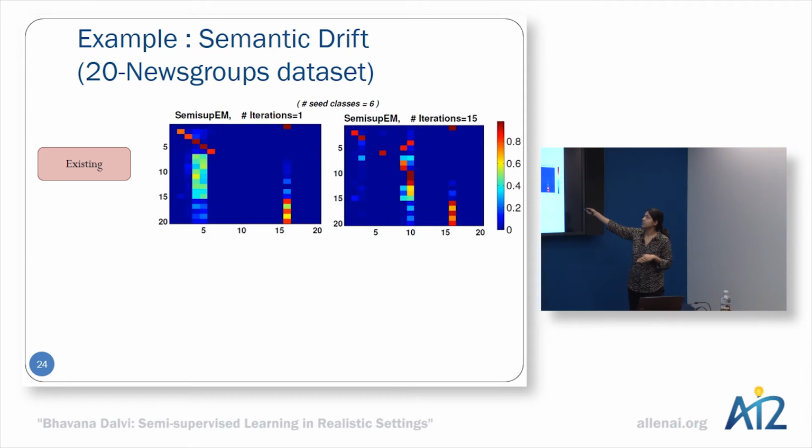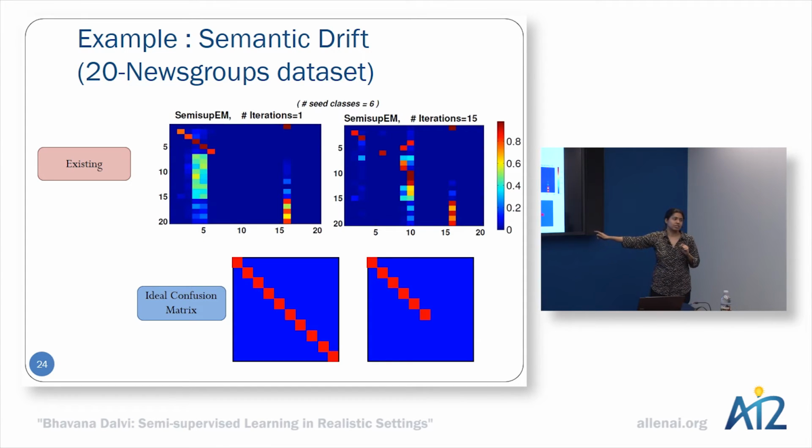What I am plotting here is a confusion matrix after iteration 1 and iteration 15 of EM. The ideal matrix should look like this: all blue with a red diagonal, and 6 blocks in the red diagonal because it knows about only 6 classes. What is happening is that over the iterations, it confuses the predicted classes, which are on the x-axis, with the actual classes, which are on the y-axis. There are only 6 columns because it can predict only 6 classes. So this is the semantic drift in the real world.